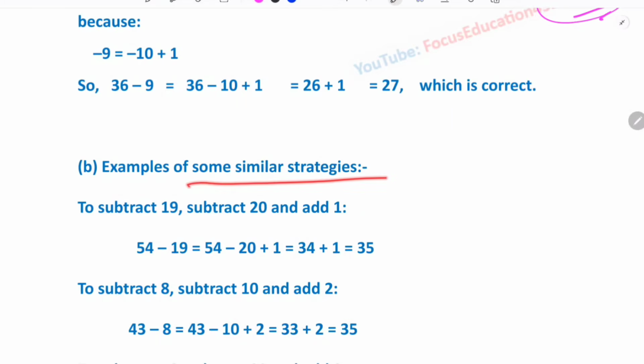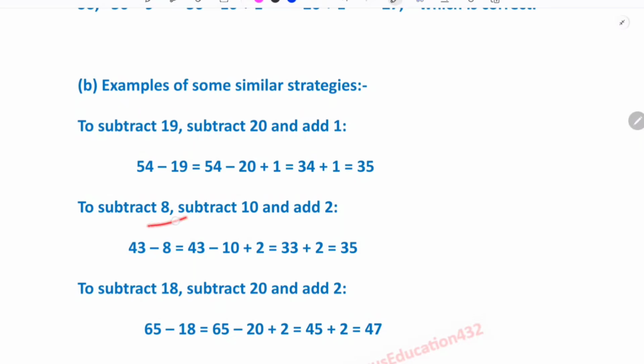Examples of some similar strategies. To subtract 19, subtract 20 and add 1. Right, instead of subtracting 19, where the calculation becomes difficult, subtract 20, add 1. So 54 minus 19 you want to do. What you will do? 54 minus 20, 34, because we have subtracted one extra, add 1 back. 34 plus 1, 35. So the answer here is 35.